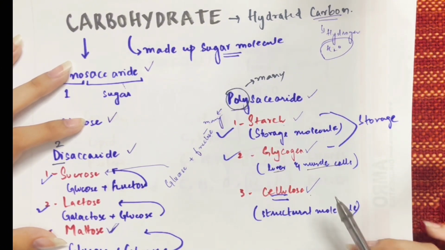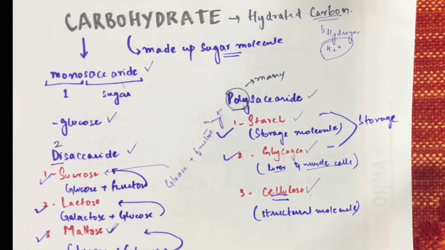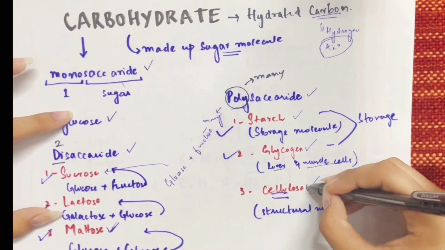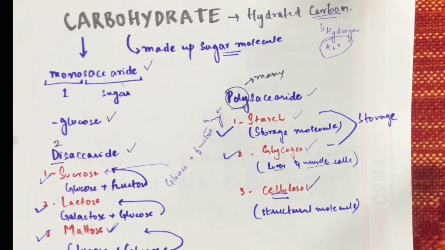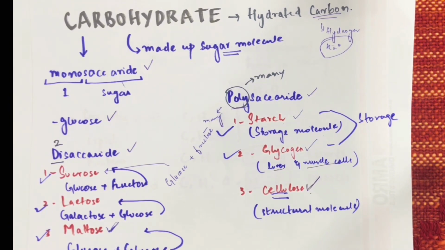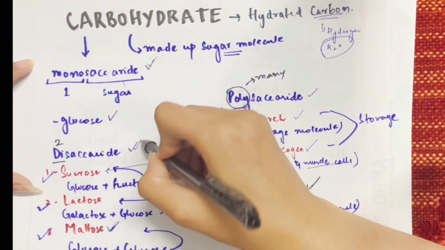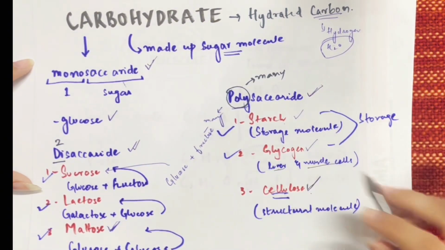organism. When you talk about cellulose, cellulose is a structural molecule that gives the plant cell its shape. That is a very important constituent of the plant cell wall. That cellulose is present there. This is all you need to learn about the carbohydrate and how they are termed as the hydrated carbon, with their three very common examples, that is the monosaccharide, the disaccharide, and the polysaccharide, along with their example.